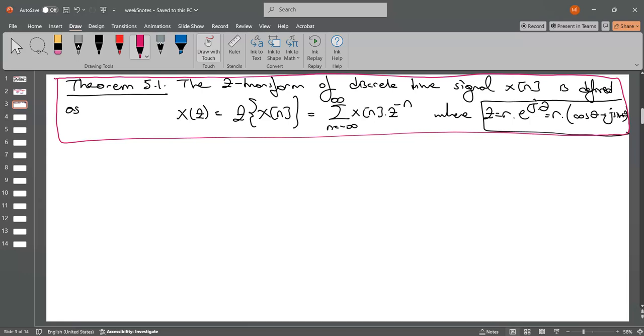But in order to understand this theorem, this is the representation of the continuous signal in the discrete one, but in terms of the root or the algebraic equation.